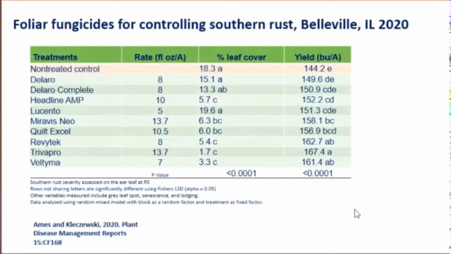And then I wanted to show you quickly, these are results from observing how foliar fungicides controlled southern rust in Belleville in 2020. So these are from Southern Illinois. And you can see there are some differences in the amount of disease that developed from these different fungicides. Some were better than others, and the yields showed that as well.